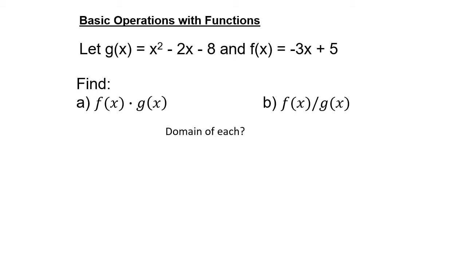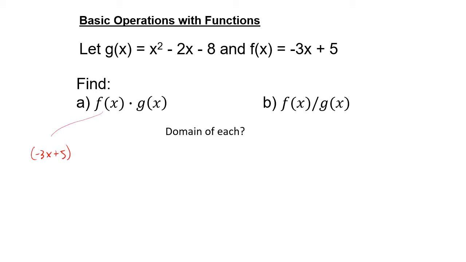The g of x is a quadratic, so it's a parabola, and the domain is all real numbers, negative infinity to infinity. And then f of x is just a line. The slope is not undefined, therefore the domain is all real numbers. We have no restrictions for either of these. But when we combine them by multiplication or division, it's possible that we will. So let's see. F of x times g of x is going to be negative 3x plus 5.